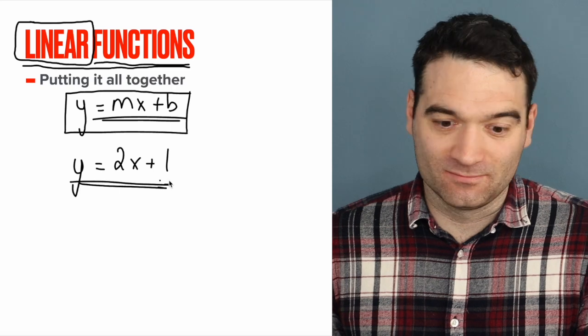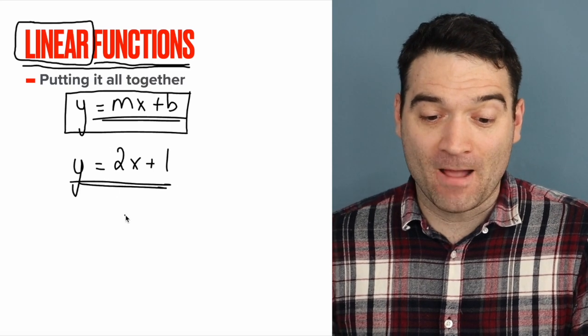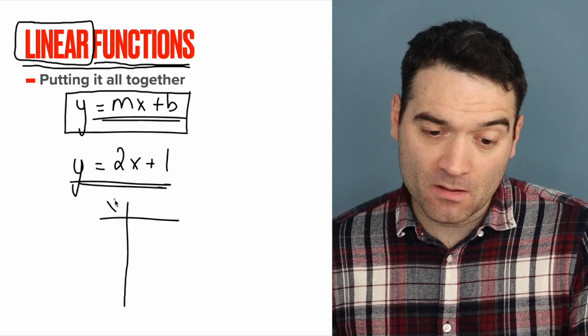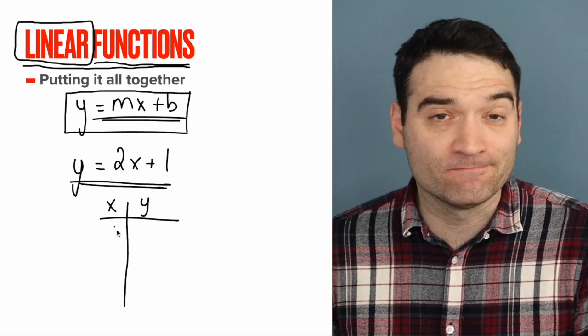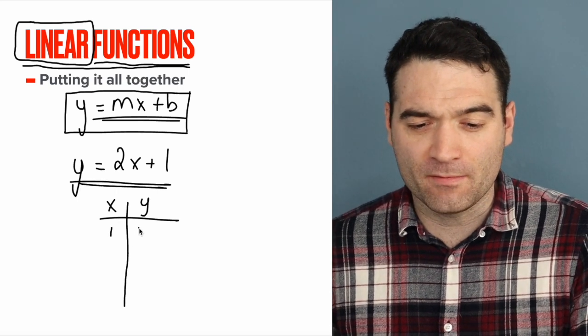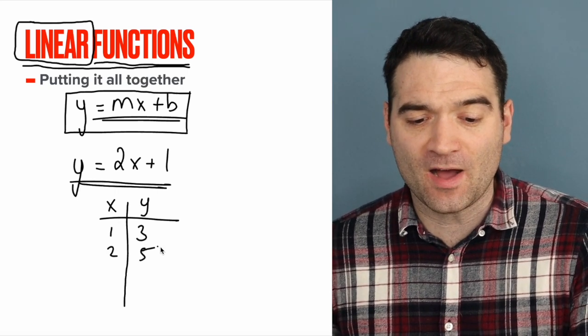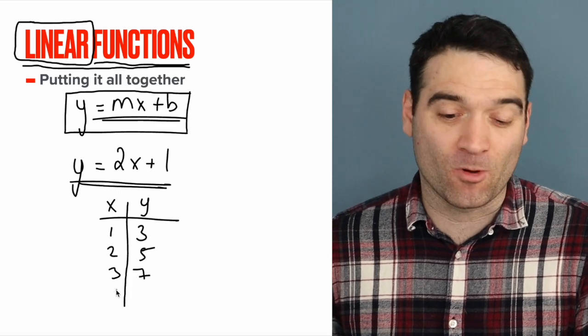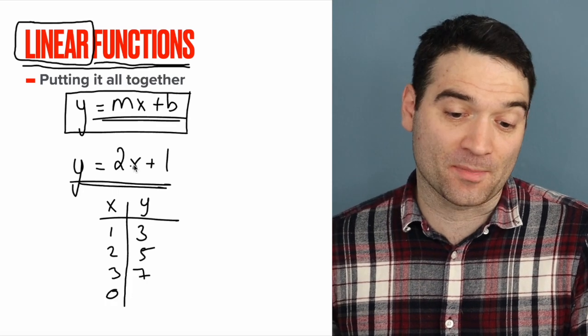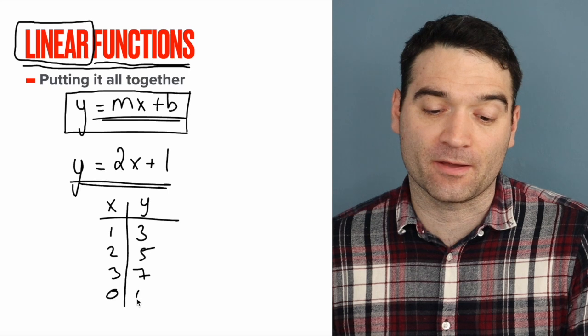As we saw with this example previously, I could list out a few points on this. (1, 3), (2, 5), (3, 7). I'm going to add one more. 0. What happens when I plug in 0 times 2 plus 1? There we go, it's 1.